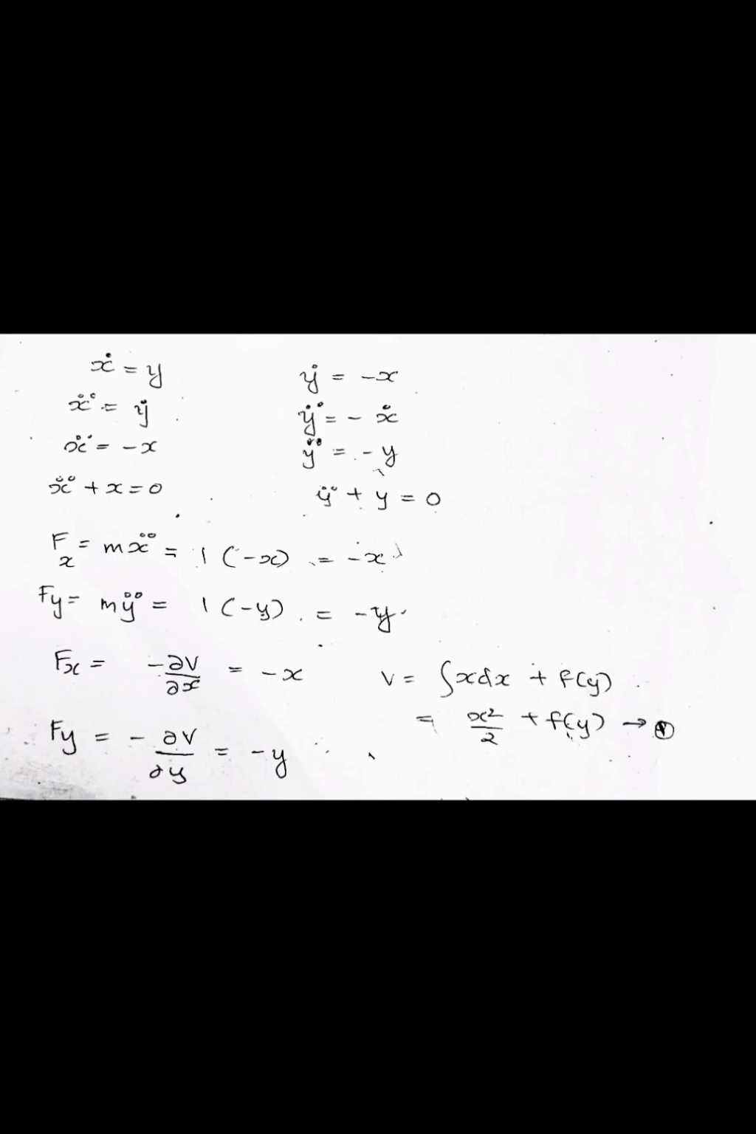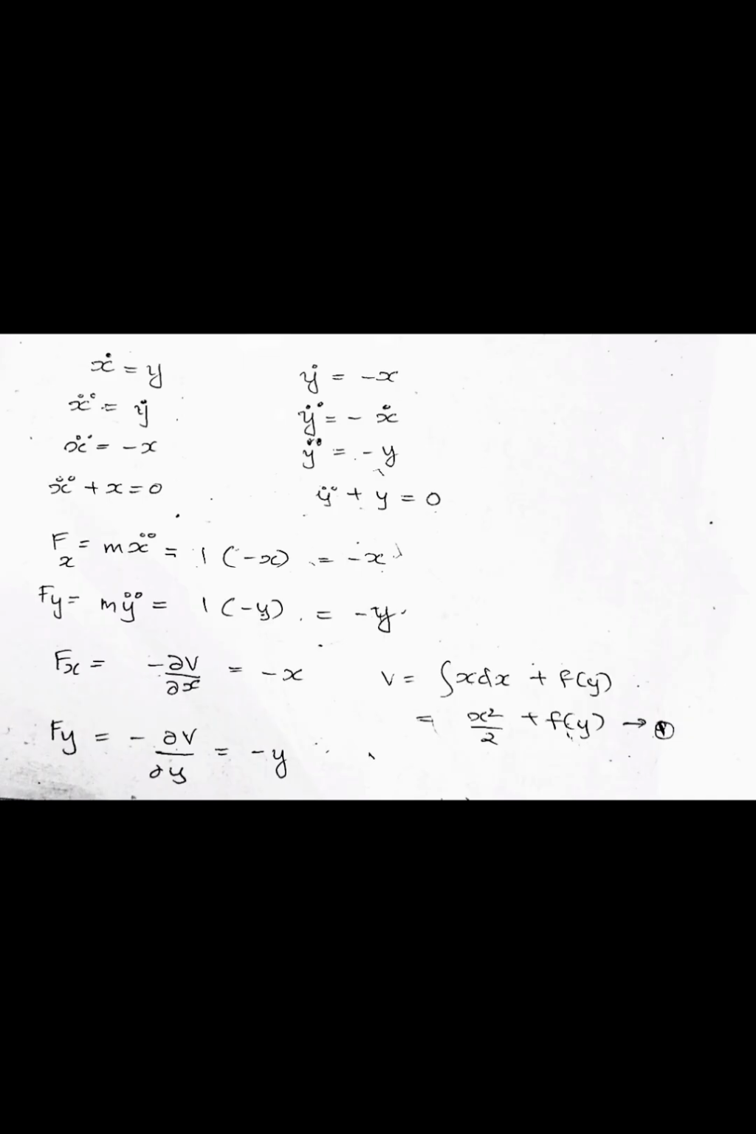From here we can calculate x double dot, that is equal to y dot. So we know x dot is equal to y. Substituting these values, we get x double dot is equal to minus x and y double dot is equal to minus y. So the equation can be written as x double dot plus x is equal to 0 and y double dot plus y is equal to 0.